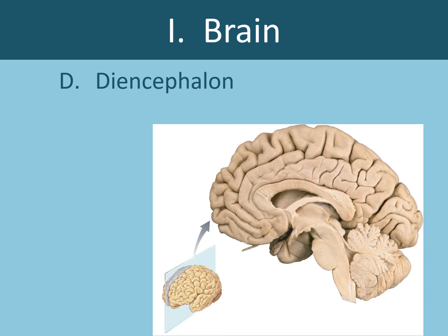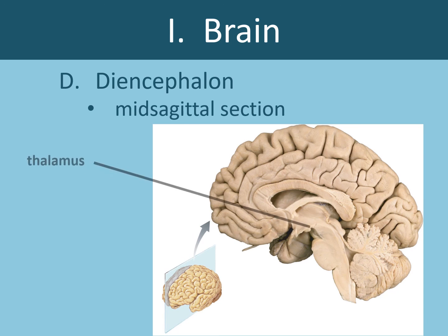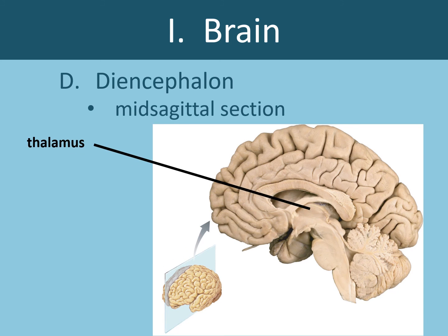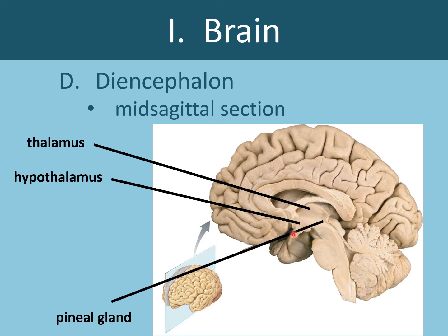In this mid-sagittal section of the brain, you can see the three areas of the diencephalon. The thalamus, located in this region here, the hypothalamus, sort of below and forward, this pointy area of the brain here, and then finally the pineal gland, which is sort of behind the thalamus in this area here.